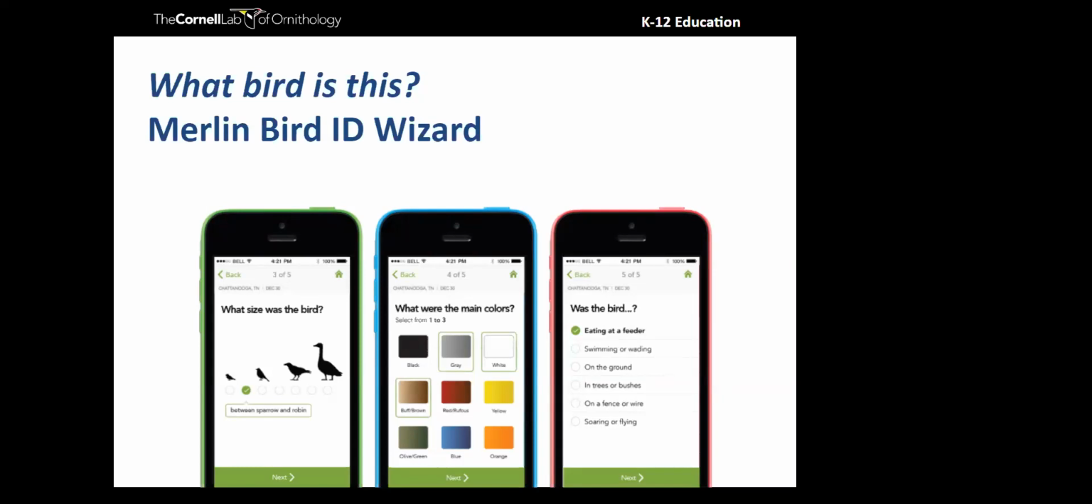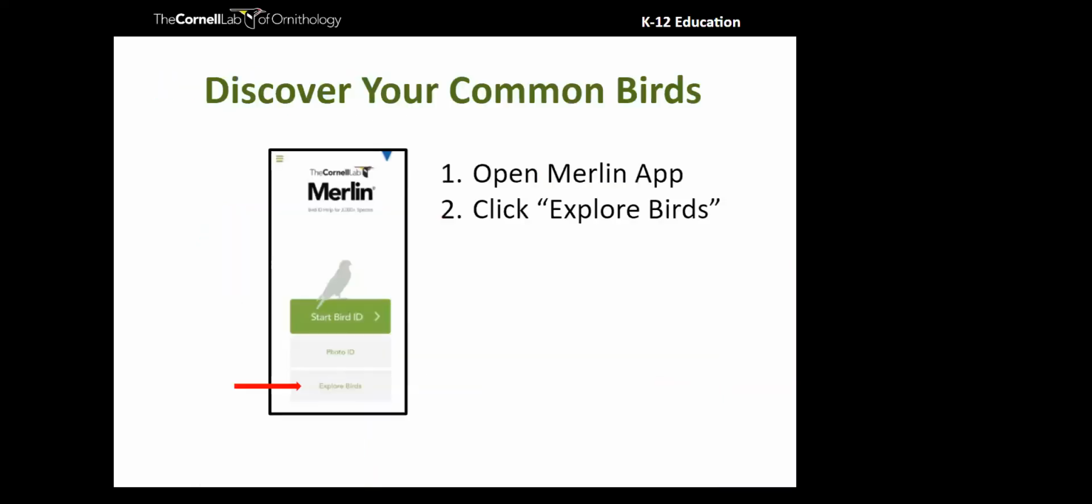One way to use it with students is to identify birds by sight. What size was the bird? What were the main colors? And what was the bird doing? And like magic, Merlin will give you its most common suspects for that area at that time.